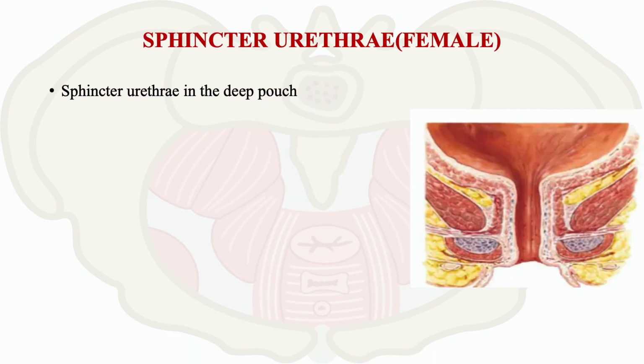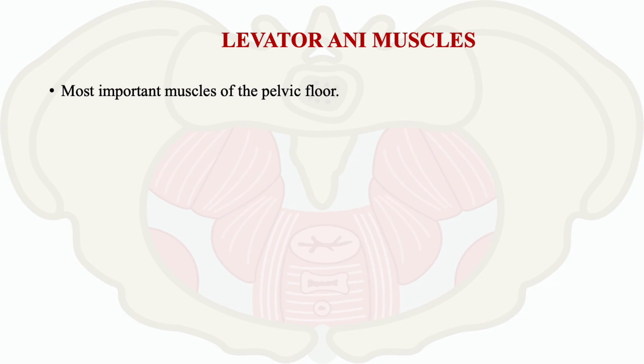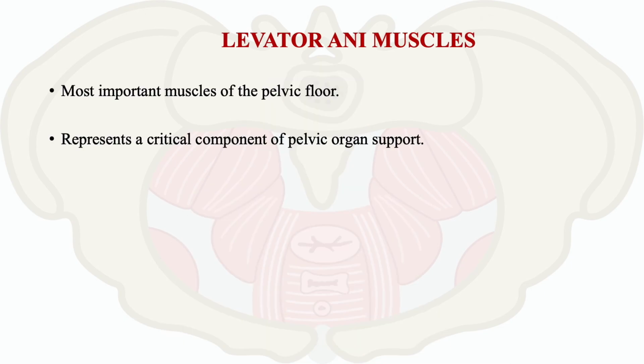Now the sphincter urethrae in the deep pouch is also called the external sphincter of the bladder. Now this is again just to make you understand the female pelvis and the perineum. The picture on the right side is the perineum and on the left side is the pelvis. Now let us understand more about the levator ani muscles. They are the most important muscle in the pelvic floor. They are the most important and very strong. So they represent a critical component of pelvic organ support.